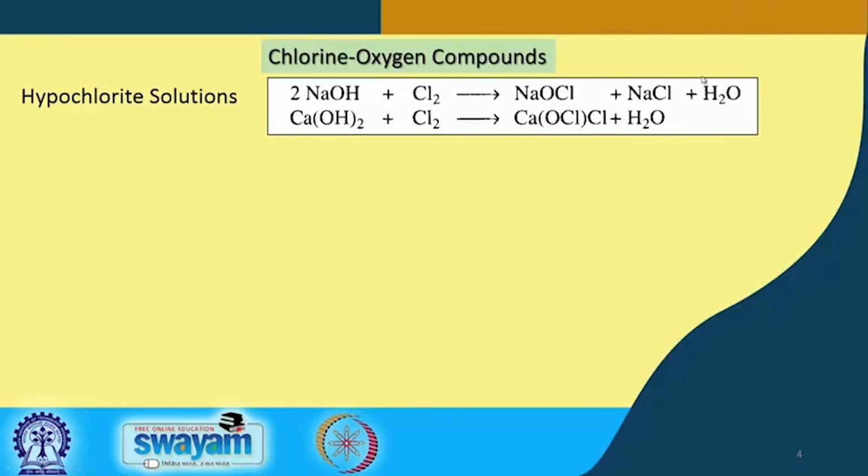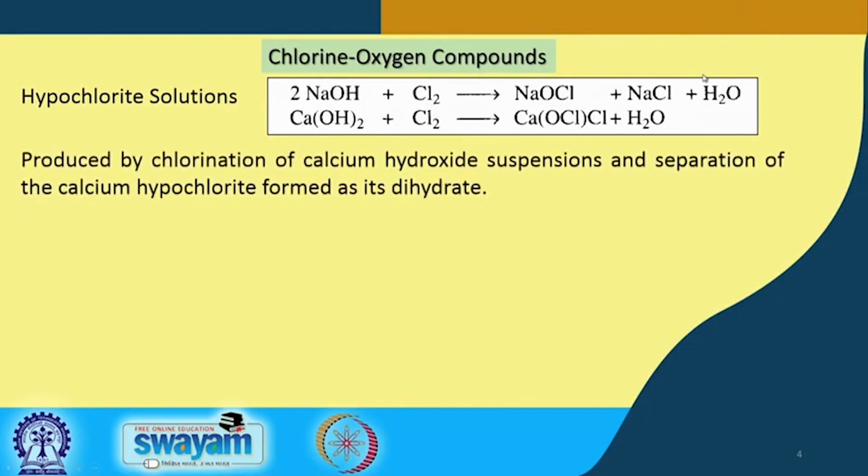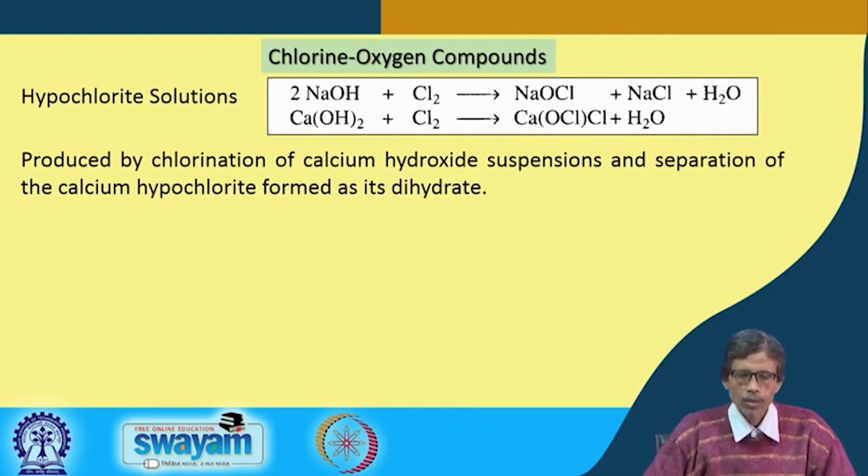Hello everybody, welcome back to this class once again, where we are talking about some compounds where you can have the chlorine oxygen bonds and how we can utilize those chlorine oxygen bonds for useful purposes. So, synthesis of hypochlorite, which can be produced on a large scale or the industrial scale by simple chlorination of calcium hydroxide suspensions.